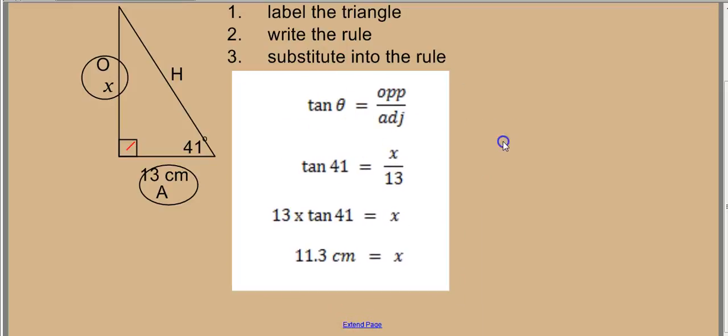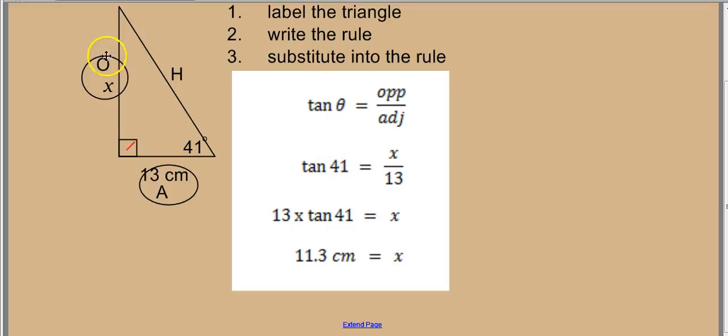So, first thing we do is we write down the rule. We've identified it, we've circled the opposite and the adjacent, we realize that that must be tan. Then we've put the information into the rule. Now the angle there, you can tell it's an angle because 1, it's inside the triangle, and 2, it's got a degree sign on it. That goes with the theta. Remember, theta always represents the angle.